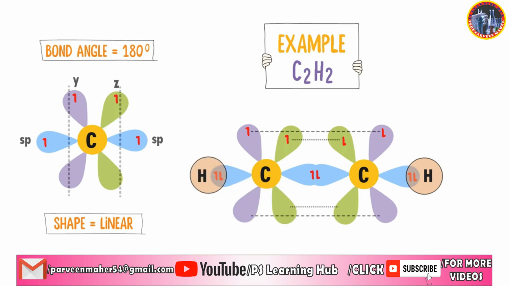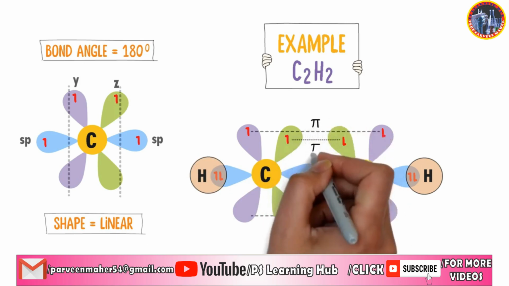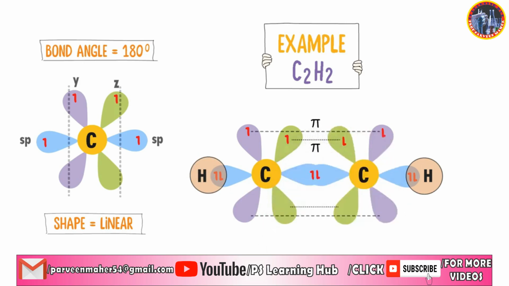There are 2 unhybrid orbitals, 2py and 2pz, joined between carbon atoms, so there are 2 pi bonds present in this molecule. While there is one hybrid orbital joined between carbon atoms, so there is only one sigma bond present. Hence, this is the shape and geometry of a molecule in which carbon has sp hybridization. Thus, note down this example.